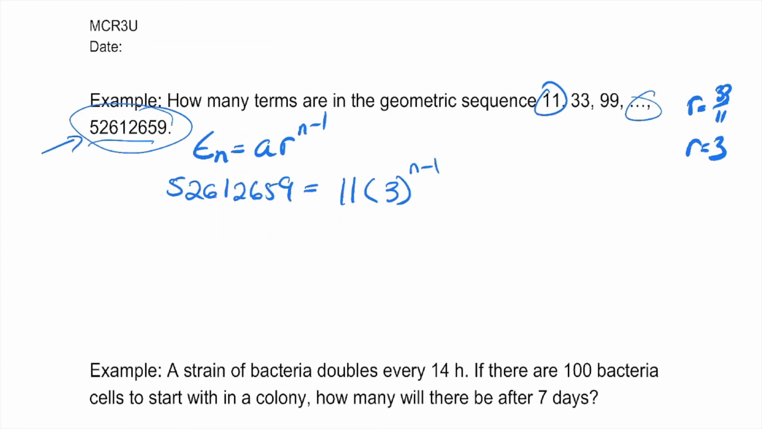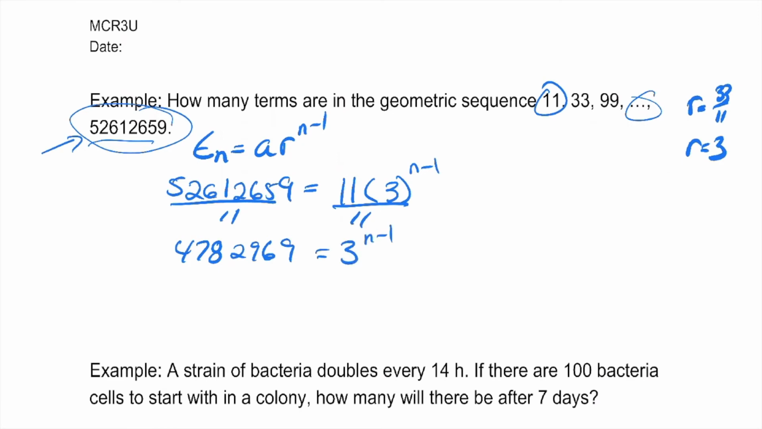That's what we have to do. That's what we're actually calculating for. So here we're going to isolate for my power. Dividing both sides by 11, and dividing 52,612,659 by 11, we get 4,782,969 is equal to 3 to the power of n minus 1.